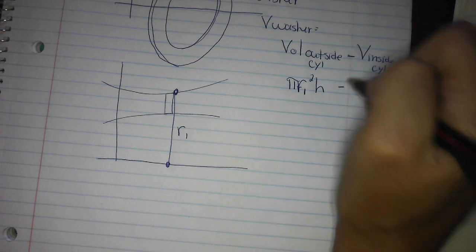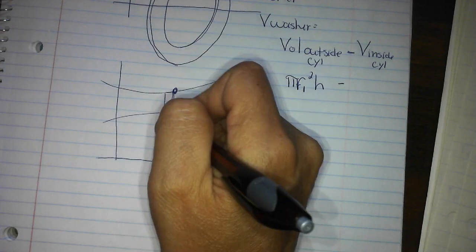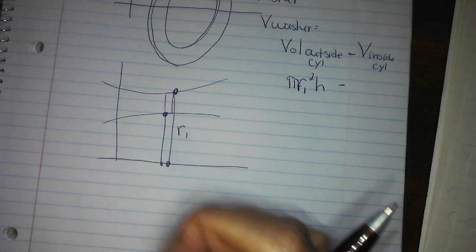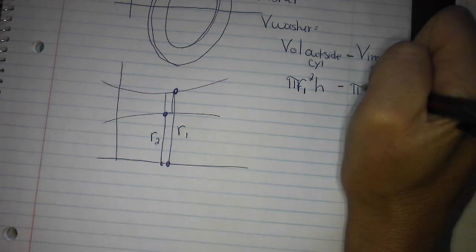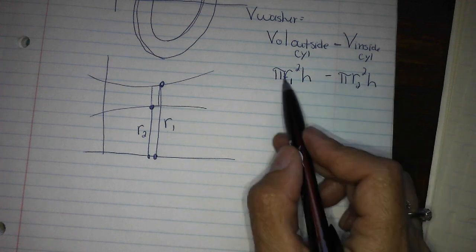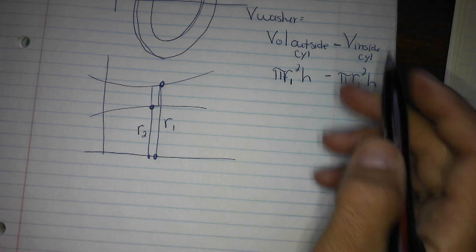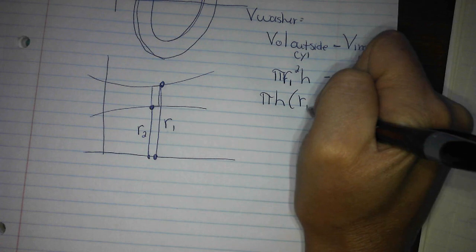Now, the inside cylinder, that radius goes from here to the bottom of the rectangle. That goes around, and that's what we subtract off, creating that hole in the middle of the washer. So I'm going to call that radius 2. So that formula is pi R2 squared h. So between these two formulas, we're going to factor out the common terms. We've got pi and h in both of them. So if we factor out pi and h, that will leave R1 squared minus R2 squared.